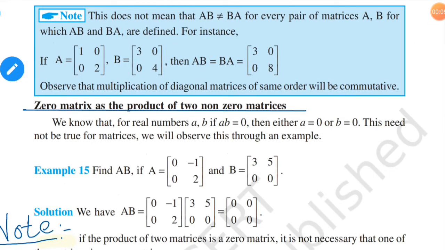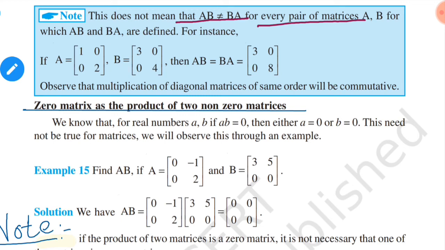Here we should note one more point. Generally matrix multiplication is not commutative. That is, AB not equal to BA for two matrices. But this does not mean AB not equal to BA for every pair of matrices. Isn't it? Generally, matrix multiplication is not commutative, that is, AB not equal to BA. But in particular cases, AB equal to BA.